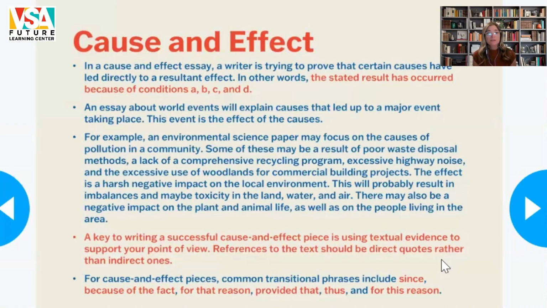For cause and effect pieces, common transitional phrases are going to include since, because of the fact, for that reason, provided that, thus, and for this reason. These phrases all signal that we've established a cause for the effects or results that have unfolded. Does that make sense to everybody?